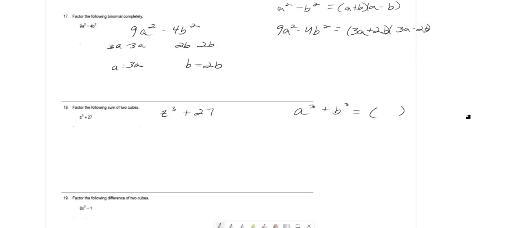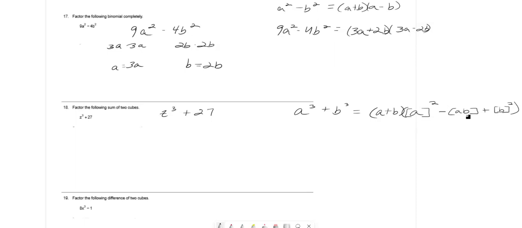And the sum of cubes formula gives us a plus b times a squared minus a times b plus b squared. As long as we can identify our a and b, we simply plug those values into the formula and then that factors. So let's look at these two terms.